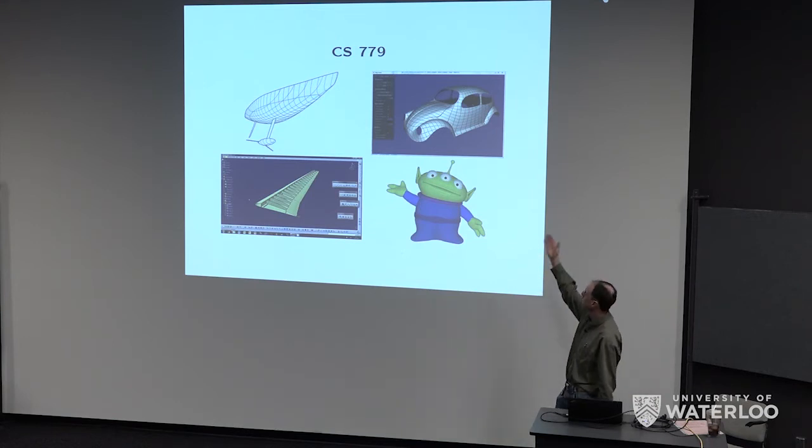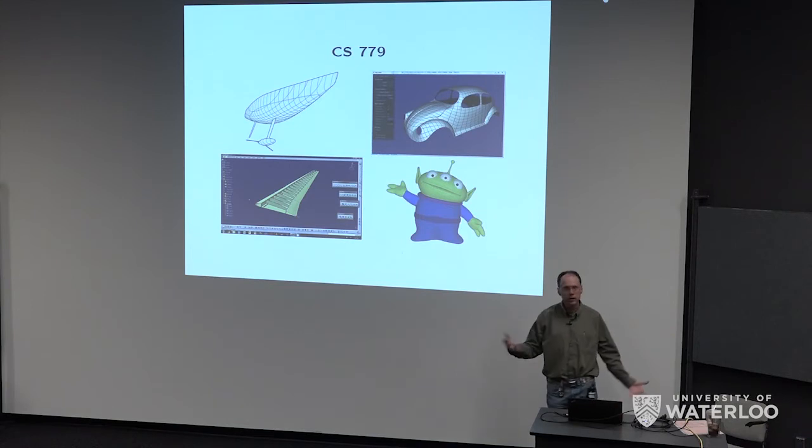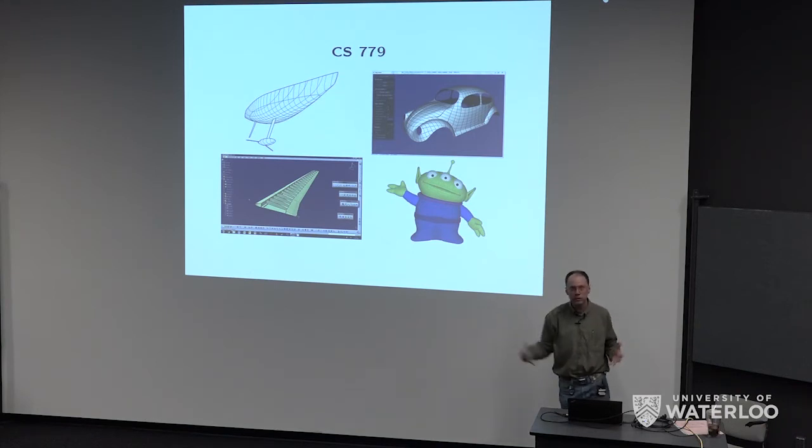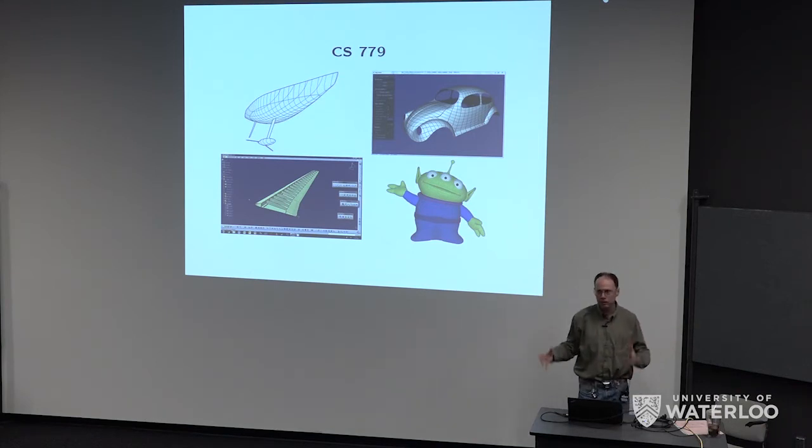So the ship hulls or cars or airplane wings are sort of the classical use for splines. But more recently, with computer animation, these characters have surfaces. They have to get designed and represented in the computer somehow. So these are the applications of these surfaces.